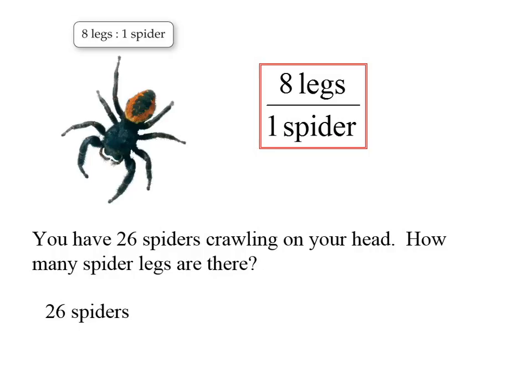And then do you see if we just take this ratio and bring it down, our spiders will cancel, we'll be left with units of legs. So if we take 26 spiders over 1 times 8 legs over 1 spider, units of spiders cancel, and we're left with legs, which was what we were after. How many spider legs are there crawling on you?